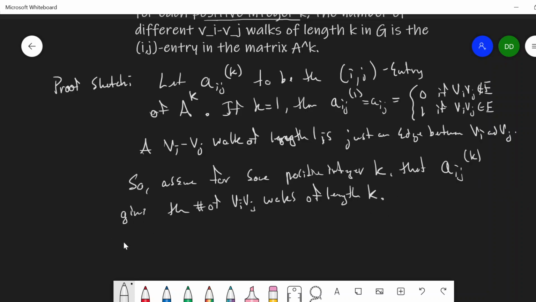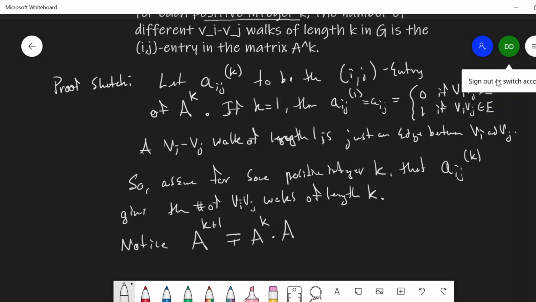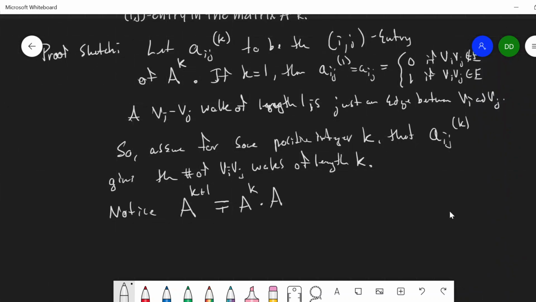So I'll say notice A to the K plus 1 is equal to A to the K times A. So we would obtain A to the K plus 1 by taking A to the K, which by our induction hypothesis contains the number of Vi-Vj walks of length K between any two vertices. Take that and multiply it by the adjacency matrix again.